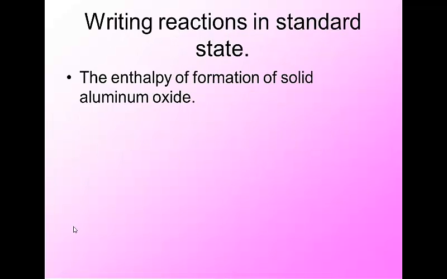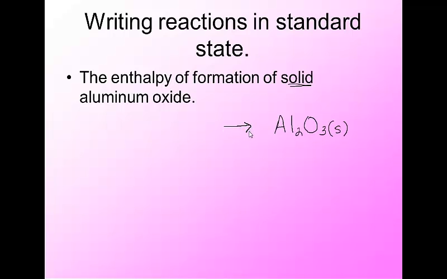All right, so writing reactions in standard state. This is just writing out this reaction. I am going to write out the formation of solid aluminum oxide. So I'm going to write the correct formula for aluminum oxide. All oxides are solids at room temperature, so you don't even need this part. You should remember that. Magnesium oxide is the one you're most familiar with, but all oxides are solids at room temperature.